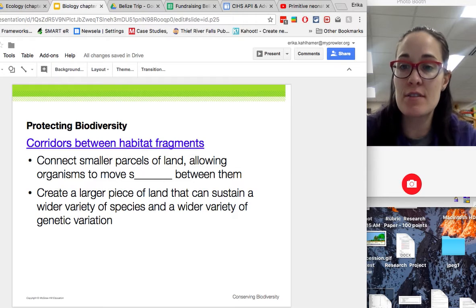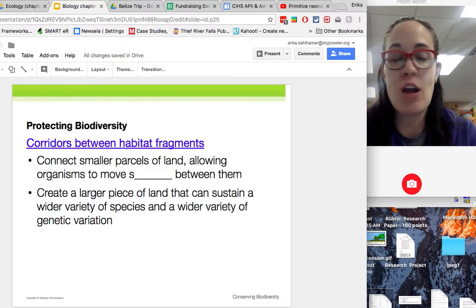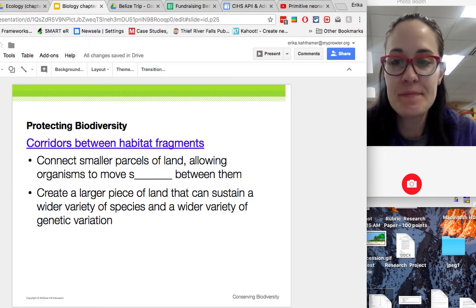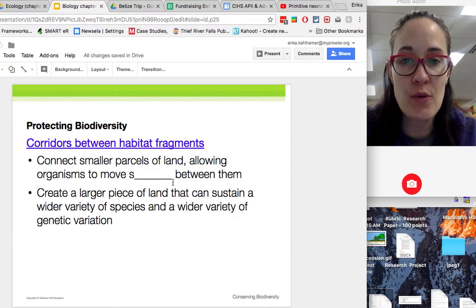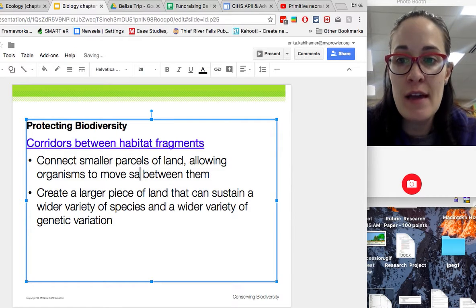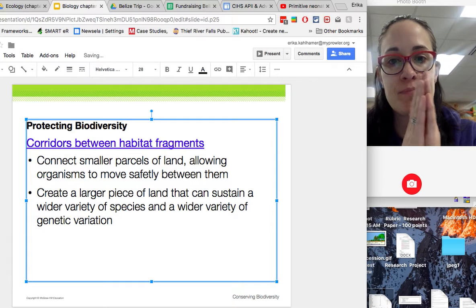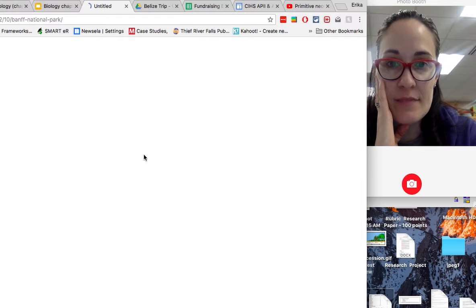There are efforts to control or to protect our biodiversity. For example, there are corridors between habitat fragments that allow animals to move safely between them. I'm going to show you an example here. I have a picture of one.